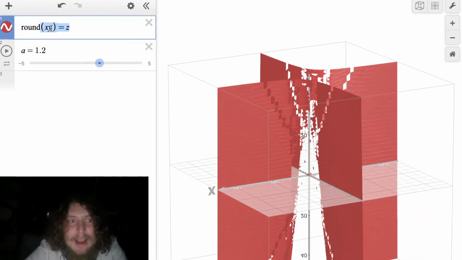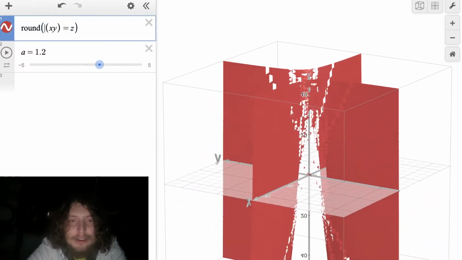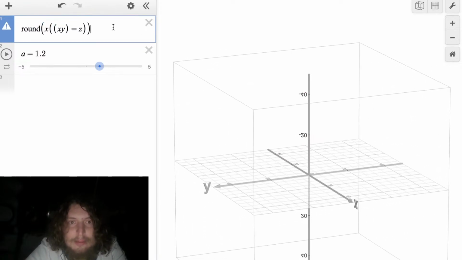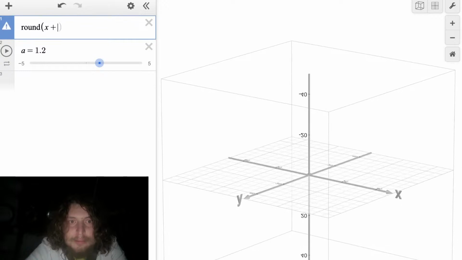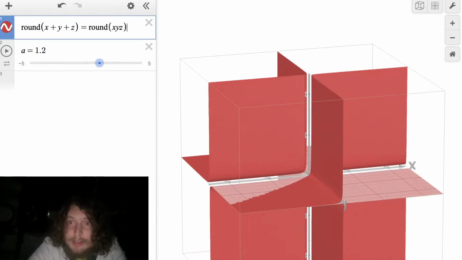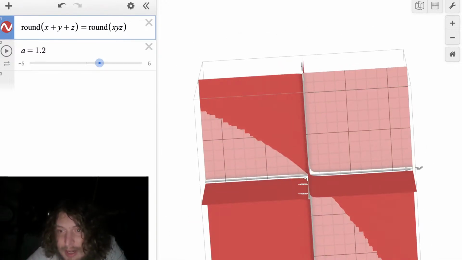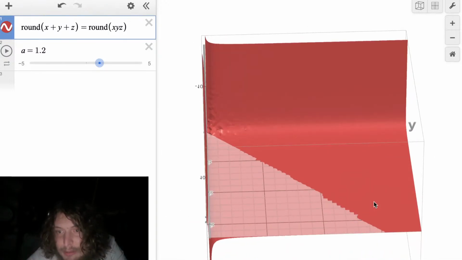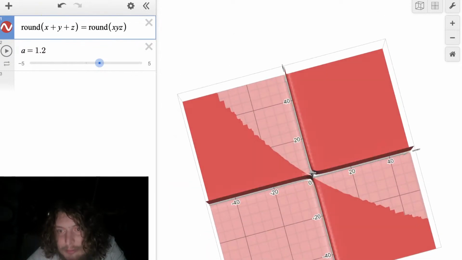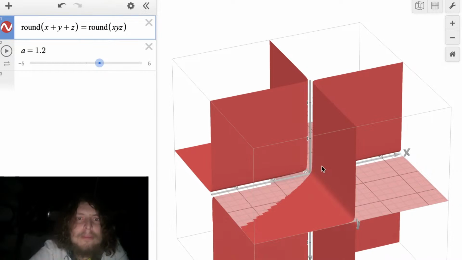Now, let's get everything going on both sides. So what I'm going to do is rounded x plus y plus z equaling rounded x times y times z. Now we get something kind of simple, but kind of strange as well. Sort of pixelated version of this apartment building. Now, let's try getting a little more interesting.